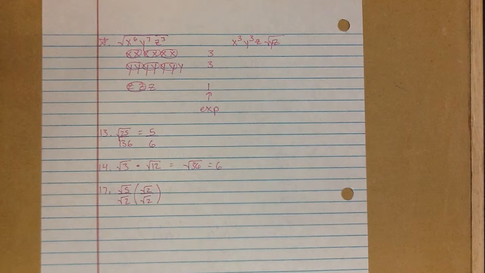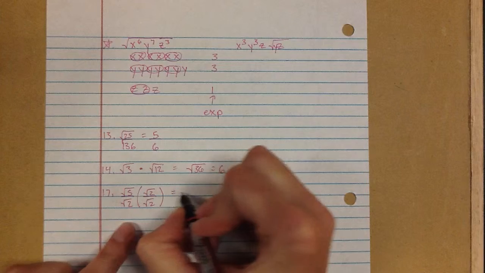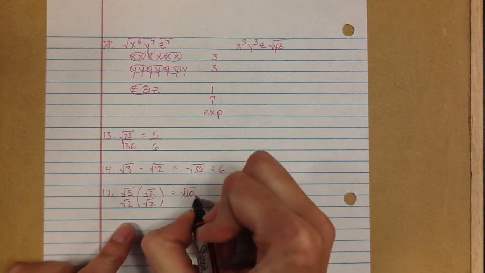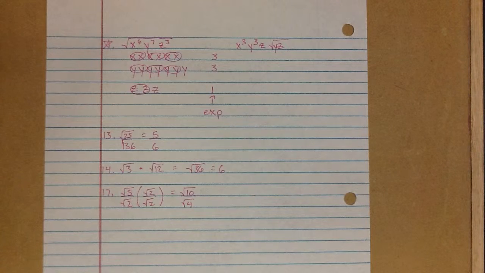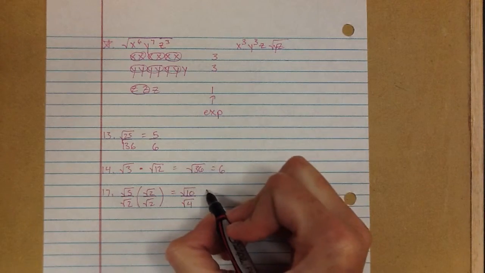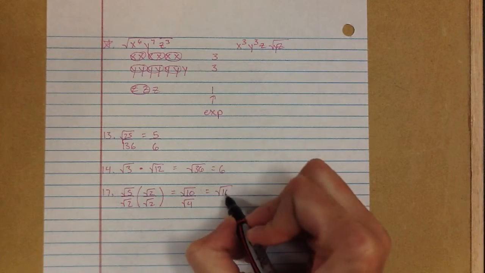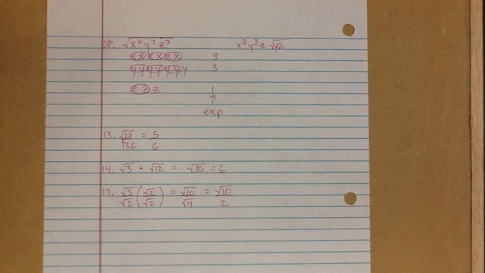Stuff that's under the radical gets multiplied together. So I end up with the square root of 10 over the square root of 4. Does the square root of 10 simplify anymore? Does the square root of 4 simplify? So then we're going to simplify that again. So I have the square root of 10 over 2.